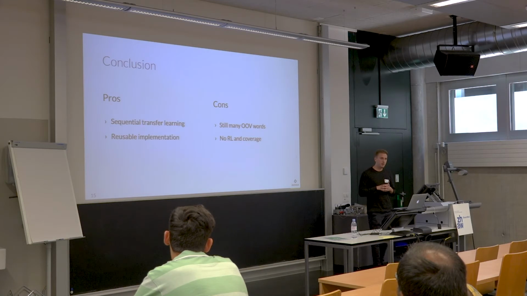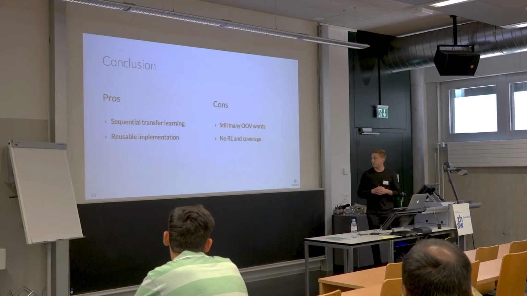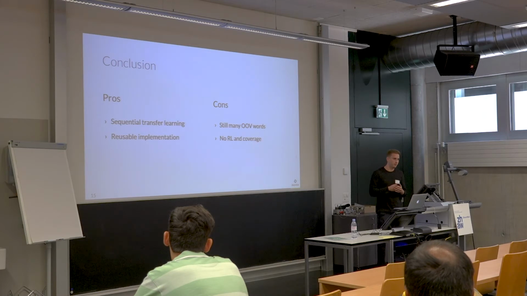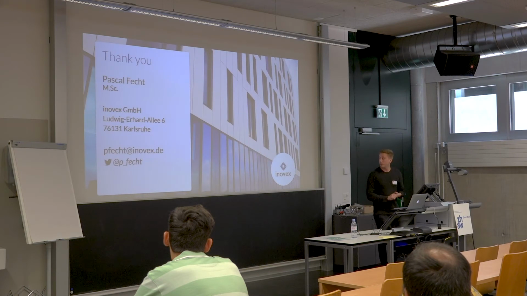But we still have too many out of vocabulary words, and we didn't use reinforcement learning with the ROUGE score during training to further benefit the generation of text summaries, and we didn't use coverage, which creates repetition. That's something you've already seen before. So that's it. If you have any questions, feel free to ask.